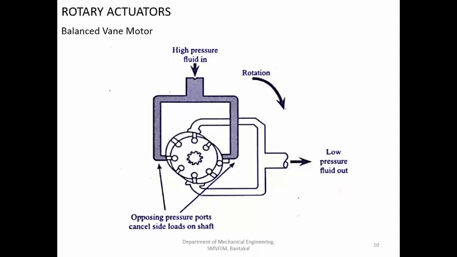The main feature is it can be operated at higher speed as compared to the unbalanced vane motor. The main disadvantage is it is going to be more costly, and it is having multiple ports, and the machining of the casing needs to be very, very accurate. So the overall cost of the balanced vane motor is higher.